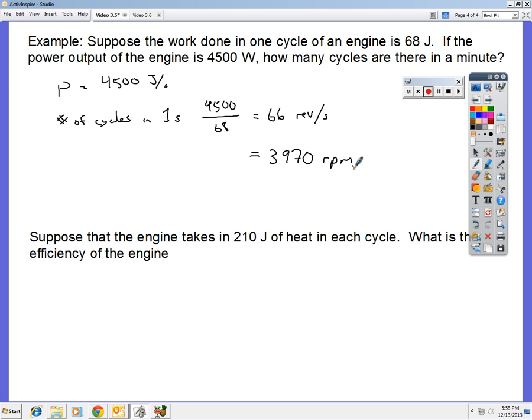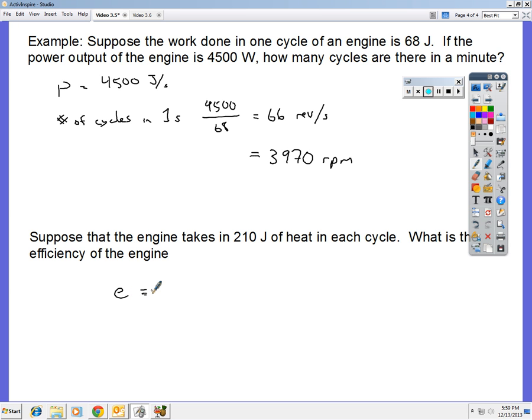And now let's say that during every cycle the engine takes in 210 joules of heat. If this is, say, a lawnmower engine, that heat comes from burning gasoline. If it's a steam engine, it comes from burning wood or coal or oil. But it takes in 210 joules of heat in each cycle. What is the efficiency of the engine?